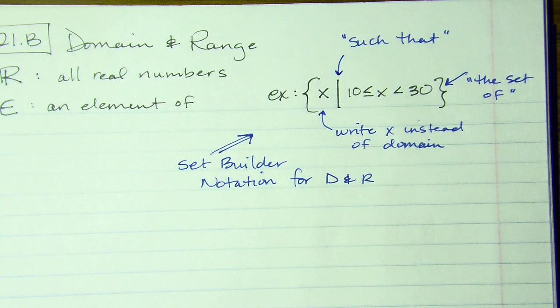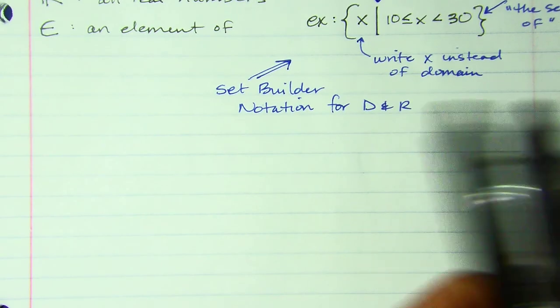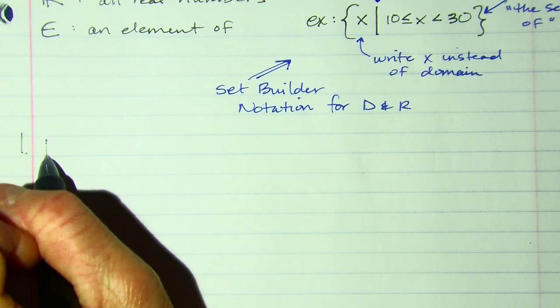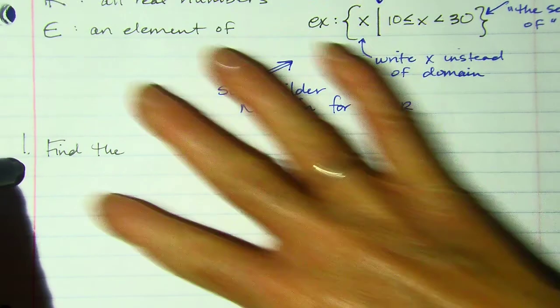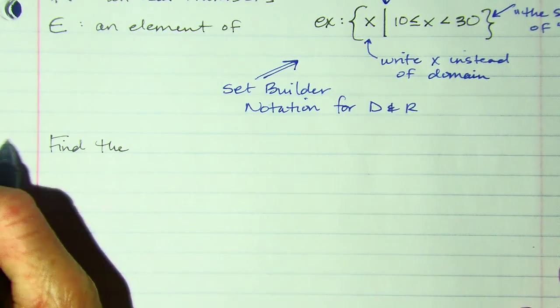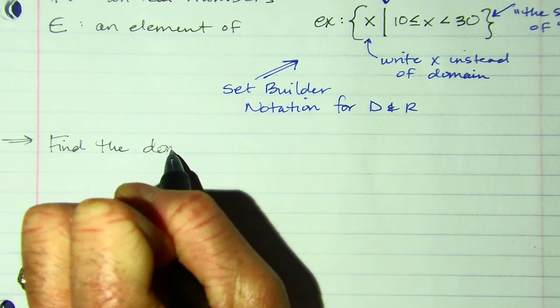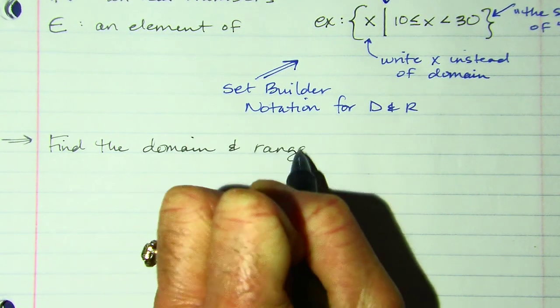Now you can use Desmos. If you graph something on Desmos, looking at the graph, you should be able to determine domain and range. I'm going to do some examples with you that you'll see in your work, and you can use my notes to help you. So find the, this is going to be the directions for all problems, sorry. Find the domain and range for the following.